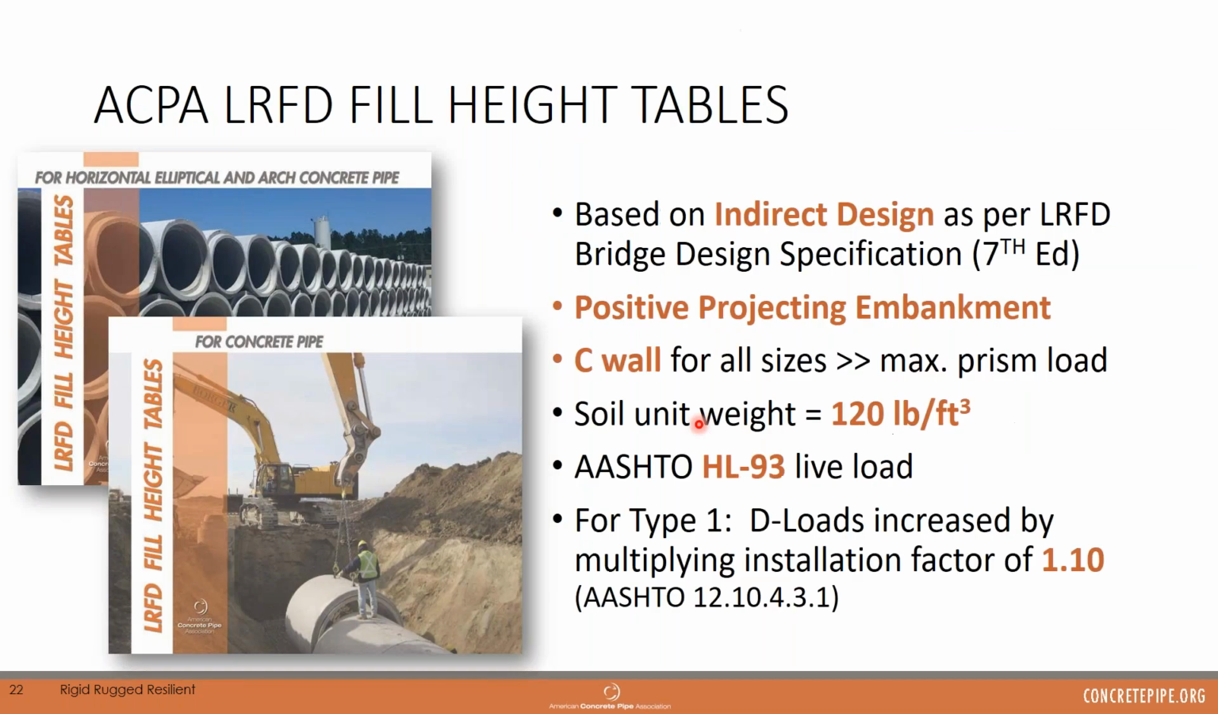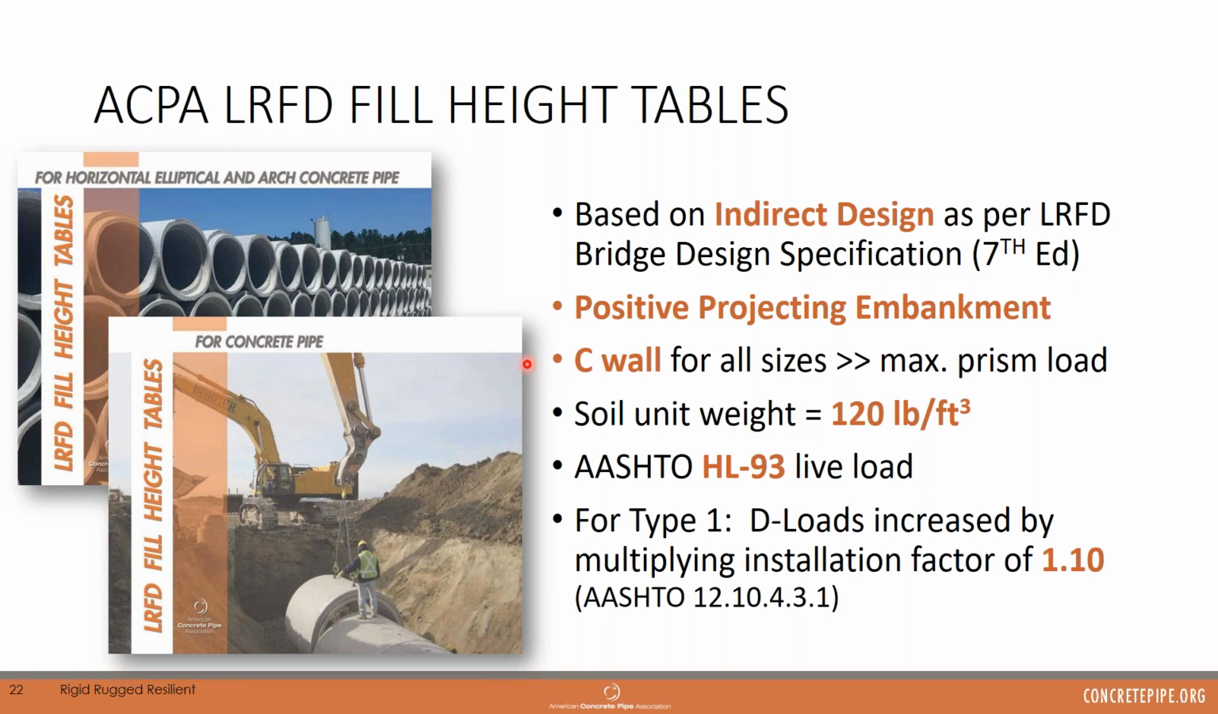Now, finally, the easiest tool to use, obviously, are fill height tables. The ACPA's fill height tables are based on the indirect design method. It assumes a positive projecting embankment situation. So again, that's sort of the worst case scenario. It assumes a wall C for all the pipe sizes, and the only reason for that is that is the thickest wall that you can get for each size.